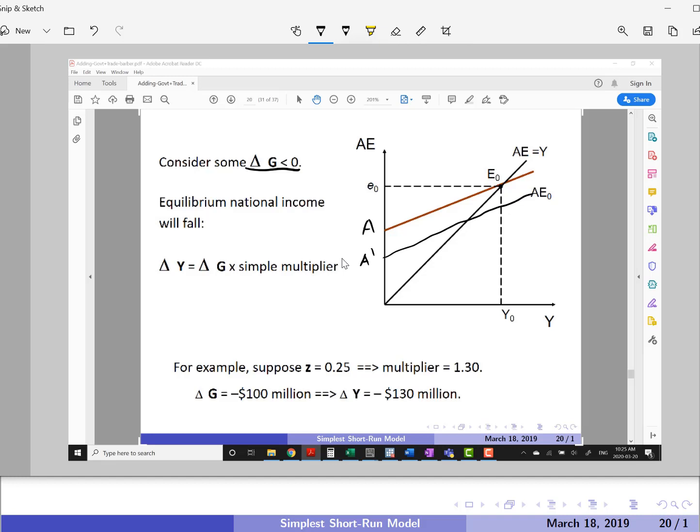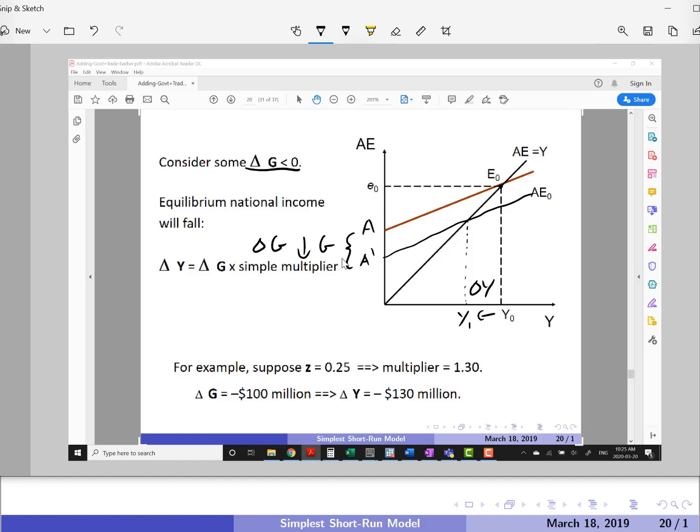And so A is getting smaller. So I'm just going to say A goes from A to A prime, where the difference here is that decrease in capital G. And so if we look at our graph, we see that equilibrium Y is going down because this new AE curve is crossing at a lower point. And so we have this change in G on this y-axis and this change in Y on the x-axis. So we know it's going down, but by how much?